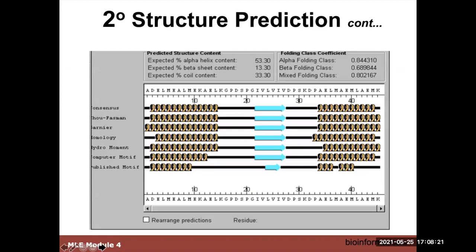And there are different predictors. One is what's called the Chou-Fasman model. Another one is a Garnier model. One uses hydrophobic moments. Another one looks for motifs. And then you can come up with a consensus that combines these together.